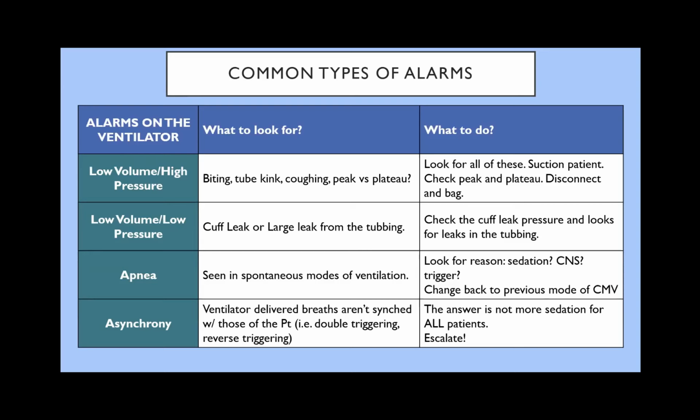Usually the way you troubleshoot high pressure alarms is to find out: is there an obstruction somewhere along the system? Is the patient biting? Suction the tube just to make sure there are no secretions.